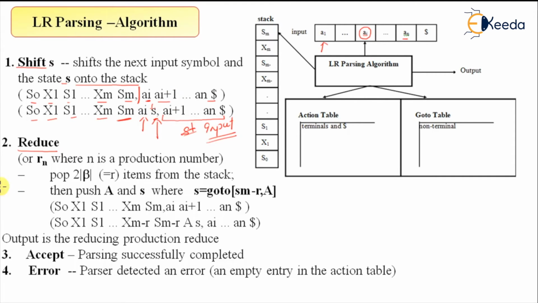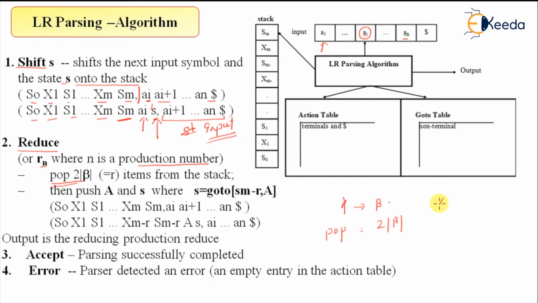Reduce is a bit complicated operation, where Rn, n is the production number. You recall that we have already numbered the productions. Whenever there is a reduction, suppose the reduction is A derives beta, what we need to do is perform a pop operation. If dot is at the end, we have to pop 2 times beta.